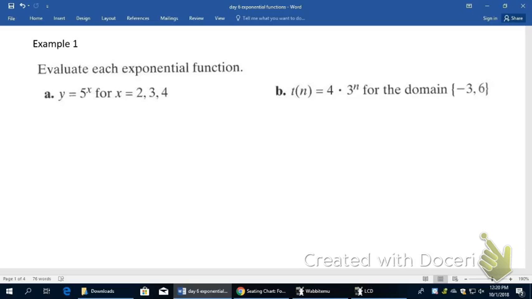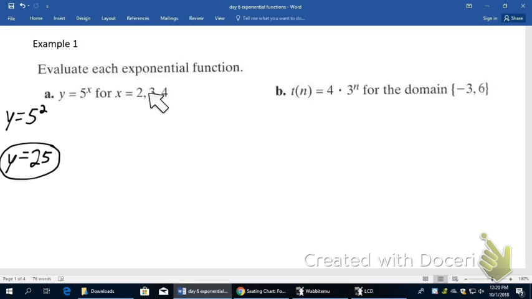On example 1, what we're going to do is evaluate the function for given domain values. So here we've been given the domain values 2, 3, and 4, which means I'm just going to plug those values in for x, as I'm doing right now. So y equals 5 squared would be my first domain value, putting a 2 in for x, and 5 squared is 25. And I'll go ahead and say that's my answer for x equals 2.